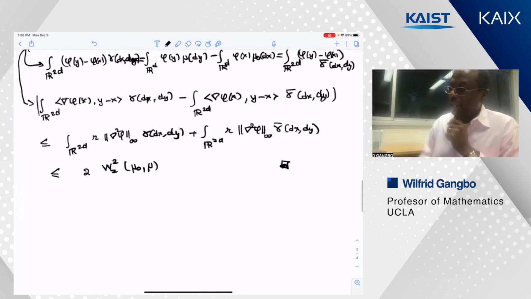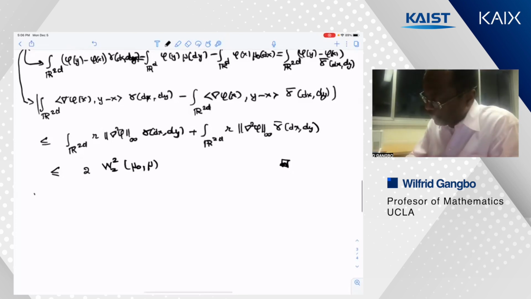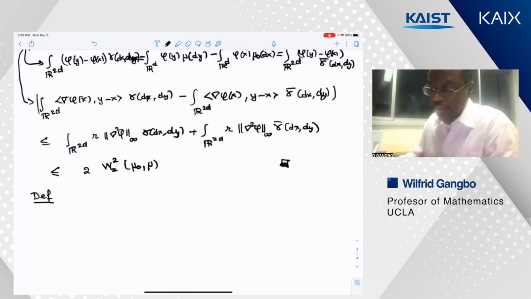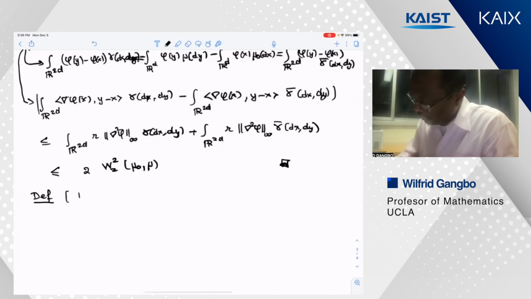So next, I want to move to a situation where I am going to exploit the fact that I have a quotient space. Definition. This is about rearrangement invariant functions.